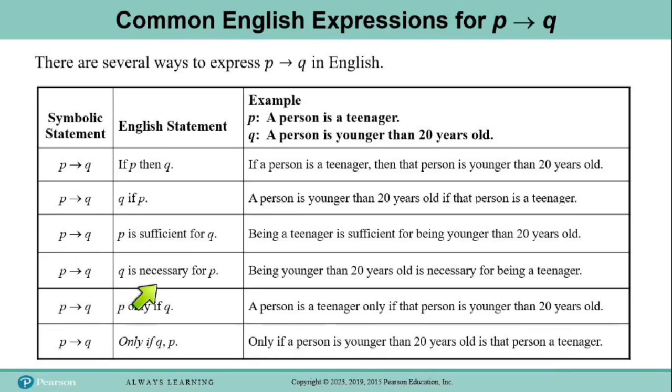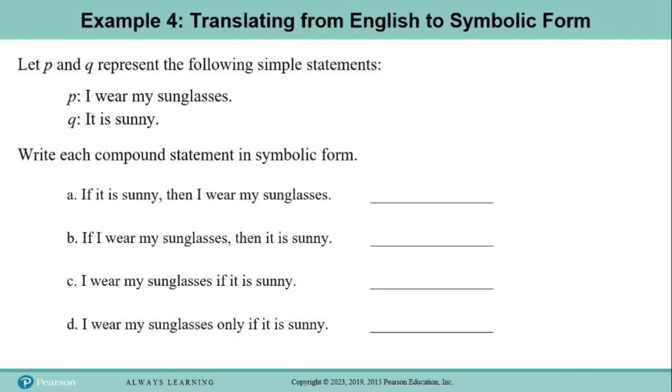But when you have the word necessary, they are going to change order. So if you have Q is necessary for P, then when you write it in symbolic form, it's going to look like if P then Q. When you have the word necessary, the simple statement that comes first is actually the consequent. It actually goes after the arrow. Okay, what we really need right now is an example.